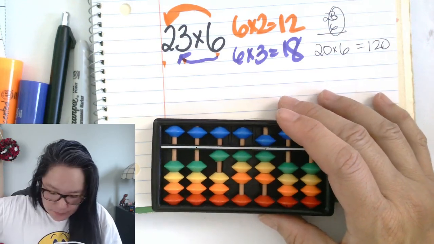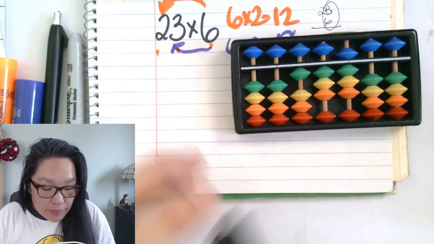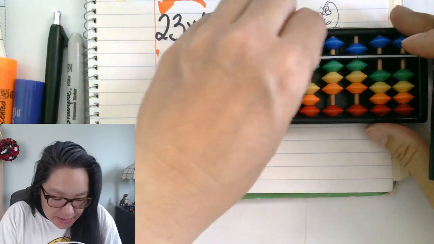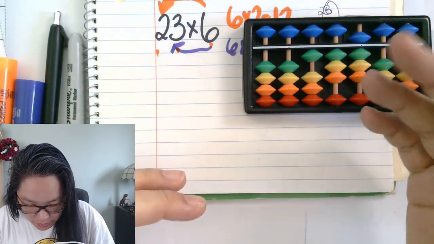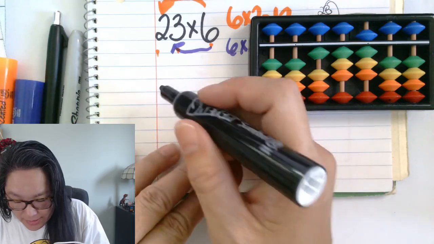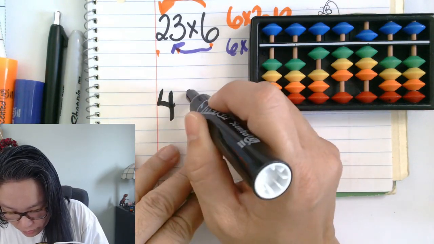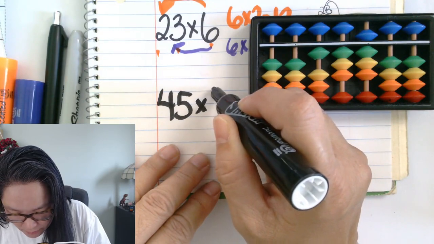Oh, here I am. There we are. Yeah, right? It's so easy, because the abacus holds your number. That's what the abacus does. The abacus holds your number. We'll do 45 times 4.